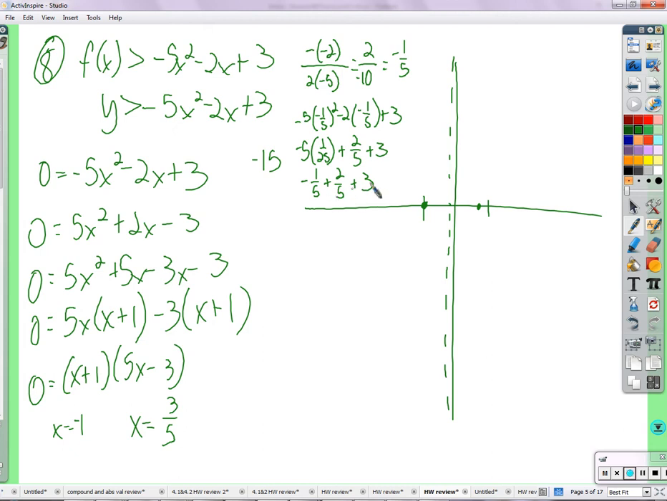So 1/5 plus 15/5, 16/5, which is a little more than 3. 3 1/5. 3 and 1/5.